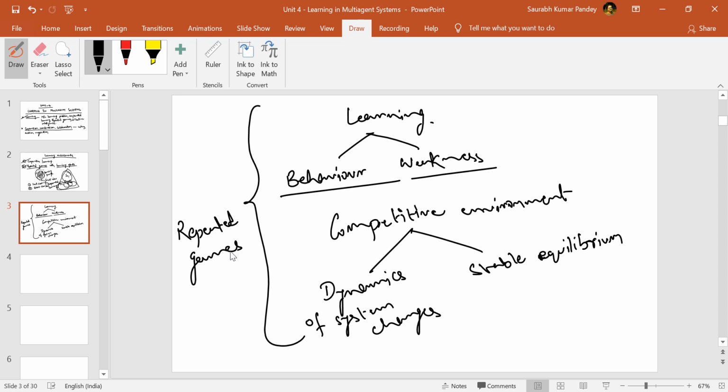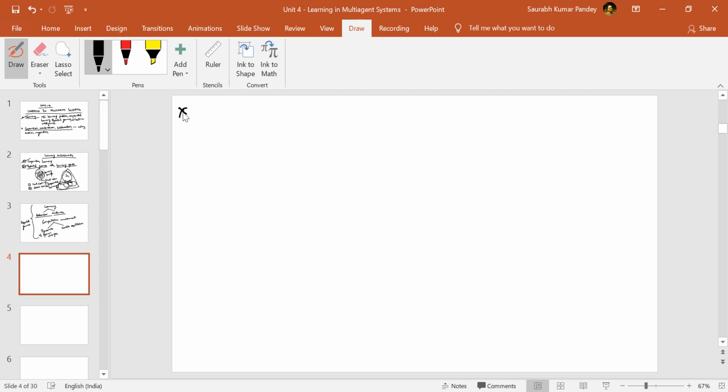Okay, now let's talk about our first topic, that is your machine learning problem. Okay, let's talk about machine learning problem. Now, you see, whenever we talk about machine learning problem, first thing that must come to our mind is what is the goal of machine learning problem. Okay, so let us see one by one. Okay, so what is the goal?